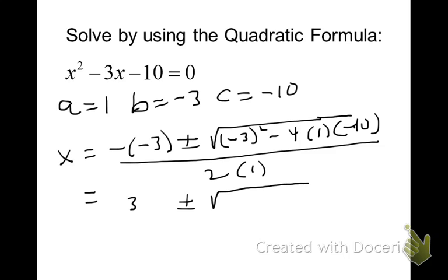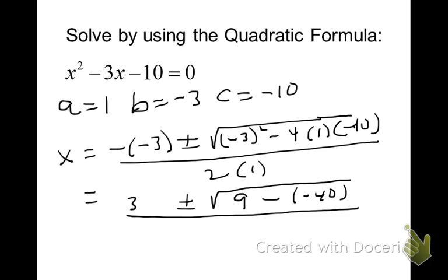And when I simplify the radical, I do the square first and then the multiplication second. So negative 3 squared is positive 9. I leave the minus sign there. I find I make a lot fewer mistakes when I do that. And now I have 4 times 1 times negative 10, and that's negative 40, over 2 times 1, which is 2.